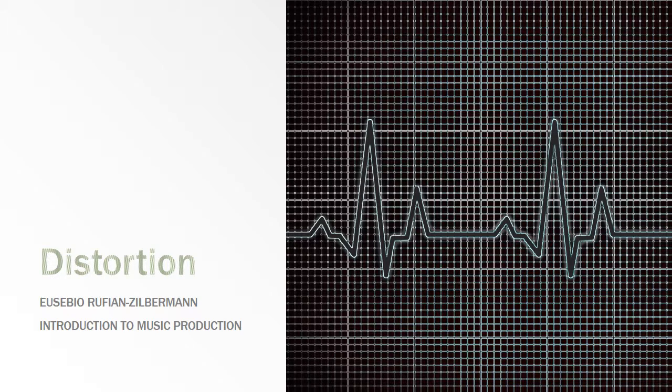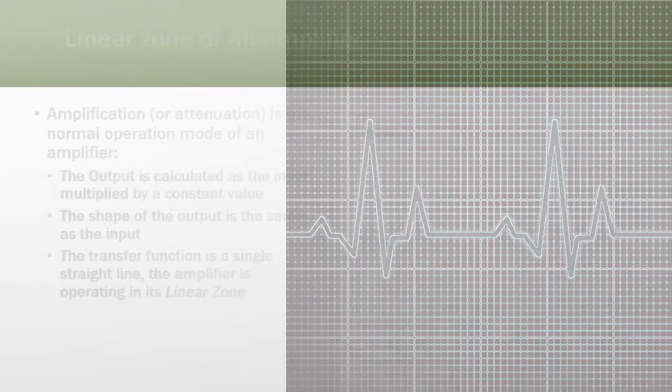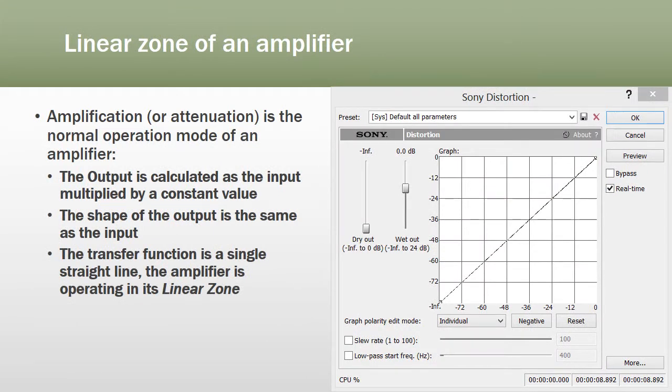This is a presentation for the course Introduction to Music Production. Today's presentation is about the topic of distortion in audio signals. Distortion happens during amplification of an audio signal. So first, let's see, what is amplification of an audio signal?